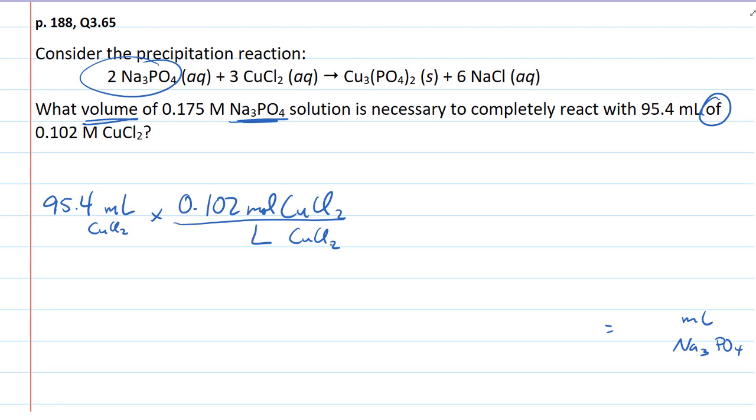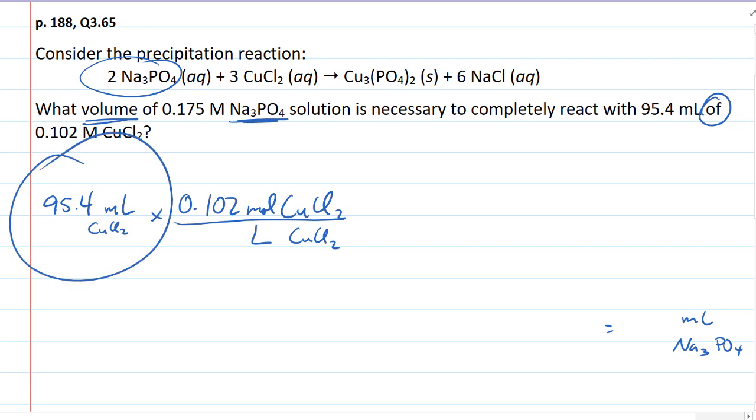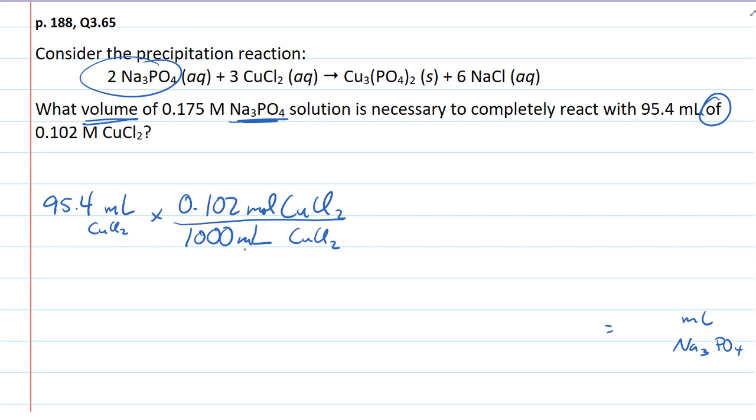Now you can do it one of two ways. You could either convert this to liters, or my preference is to convert this down here to units of milliliters, because 1 liter is the same as 1,000 milliliters. And of course that's the same thing you'd wind up doing if you would have converted this to liters, because you had 95.4 milliliters. To get the number of liters, you would have had to divide it by 1,000 anyhow. So it's the same effect. It doesn't matter which of the two ways you wind up doing it. To me, this is always the easier way.